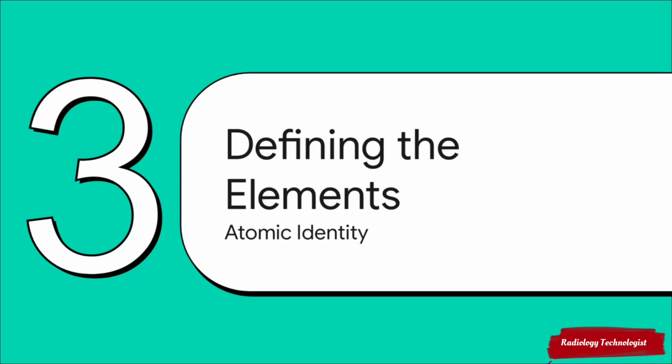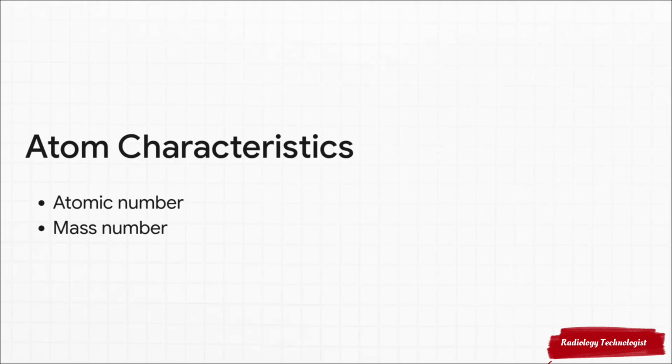Section 3. Defining the elements. Atomic identity. Knowing what's inside the atom is great, but how do we tell them apart? To identify different types of matter, atoms can be characterized by two distinct measurements: their atomic number and their mass number, which is also commonly called the atomic weight. You can think of these two metrics as the ultimate ID tags for every single atom in the universe.